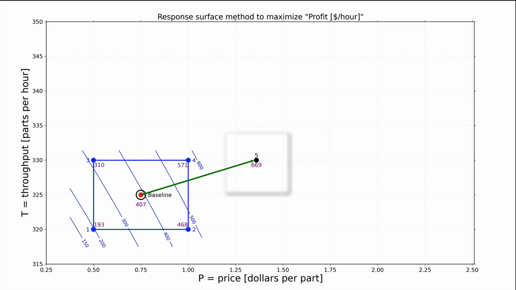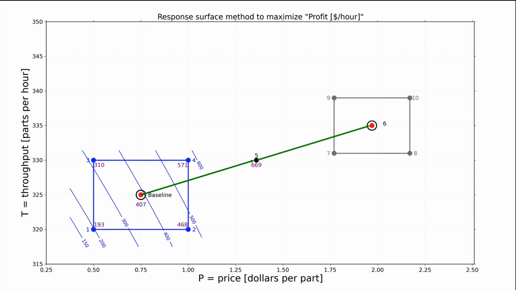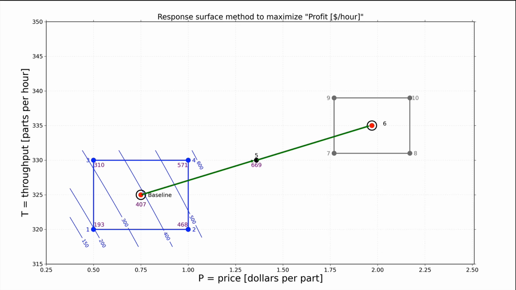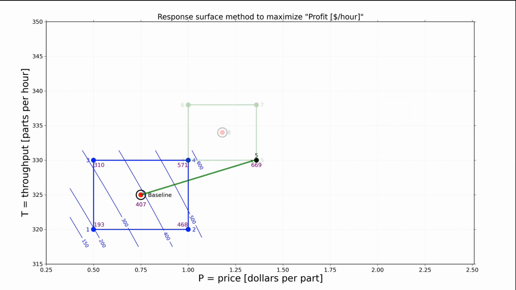Now there are several locations I could pick for this new factorial. In the course textbook, I show you one option, which is actually slightly further along the direction of steepest descent. That's a valid approach, and especially so if experiments are cheap. If we assume experiments are expensive, we might want to reuse as many of our prior factorial points as possible, and that's what I'm going to show. That decision means that my range for factor p is now fixed. I only have to select the range for factor t.